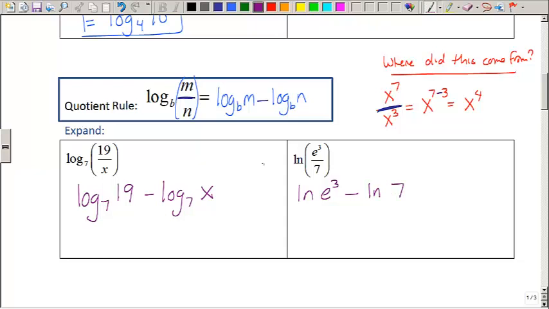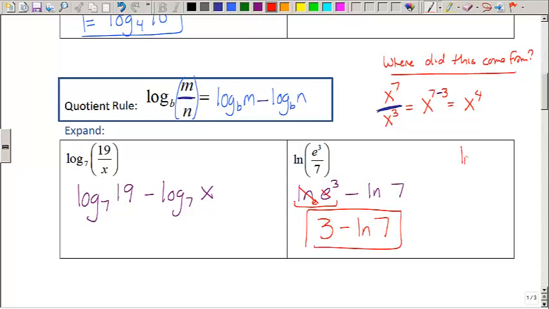Although you have expanded using the quotient rule, there is one more thing you can do to reduce, and the place that you can reduce is on this first logarithm. ln base e of e to the 3. Whenever you have a base e inside the logarithm and a base e inside the argument, the ln base e and the base e of the argument cancel each other out, and you're just left with 3. That was a property that we learned in the last section.